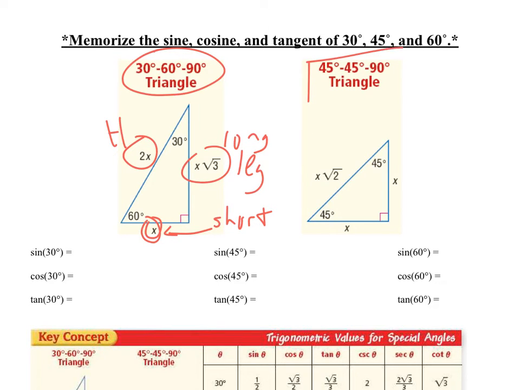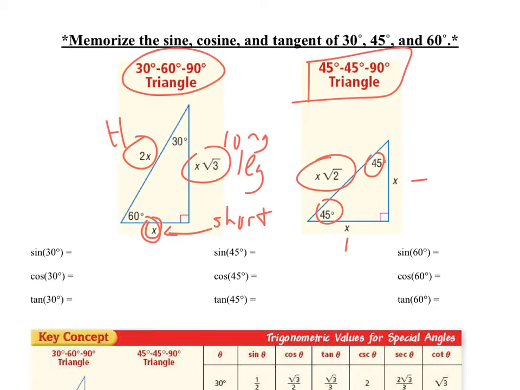In a 45, 45, 90 triangle, if you think about these two angles being the same, and you studied a lot of this in geometry, then these two legs are the same, and we represent those with x. The hypotenuse was whatever the length of a leg was, x, multiplied by square root 2. And that can be derived from the Pythagorean theorem as well.